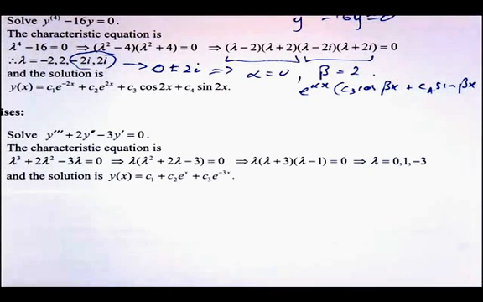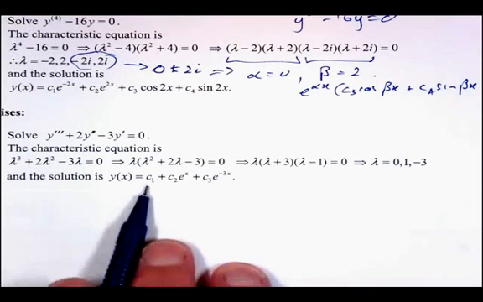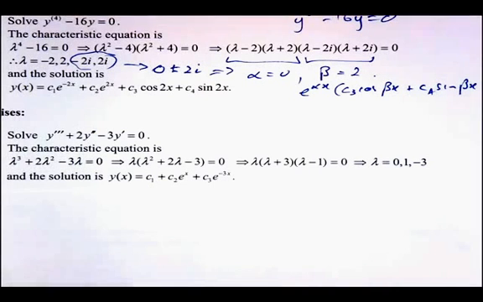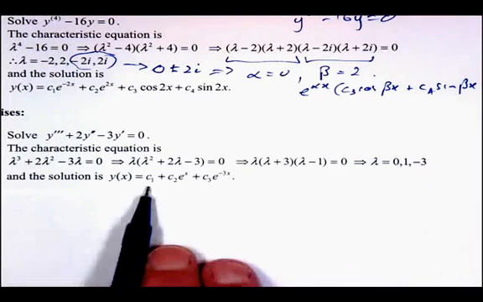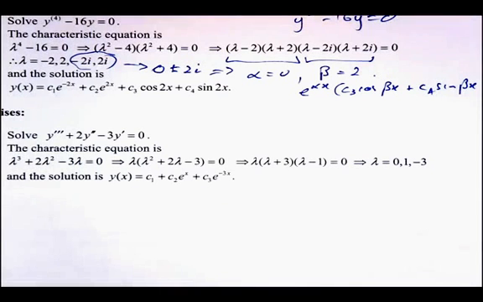And yes, you would be expected to not just leave it as e to the 0x. You'd be expected to check that, that is, to simplify the solution. If you happen to write these in a different order and you had different labelled constants, that doesn't matter.